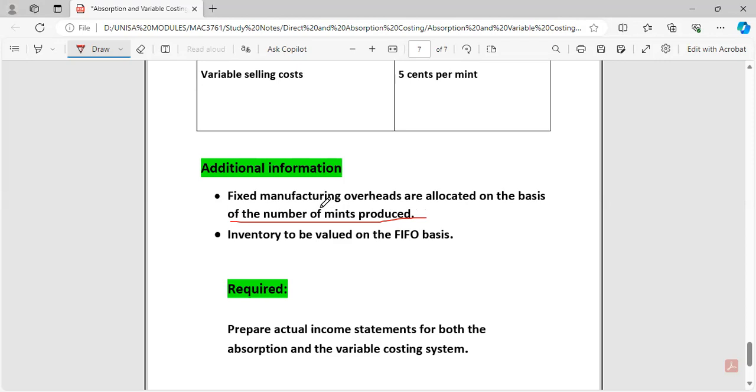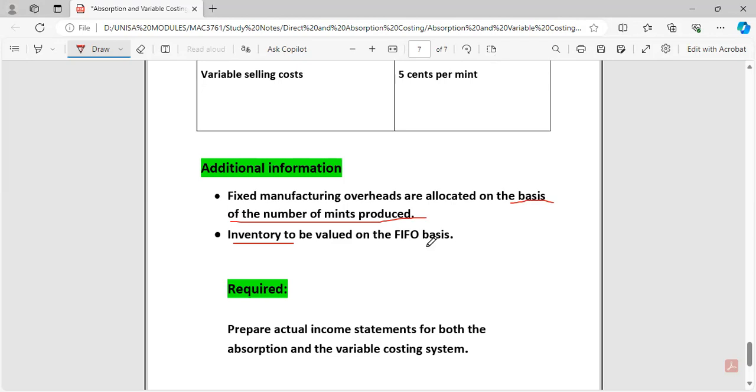So when you are doing your calculation for fixed manufacturing overheads, you look at the allocation basis. What is the allocation basis for fixed manufacturing overhead? Then here they say you are going to use the number of means produced. Then there is also this part, which is also very important: inventory to be valued on the FIFO basis.